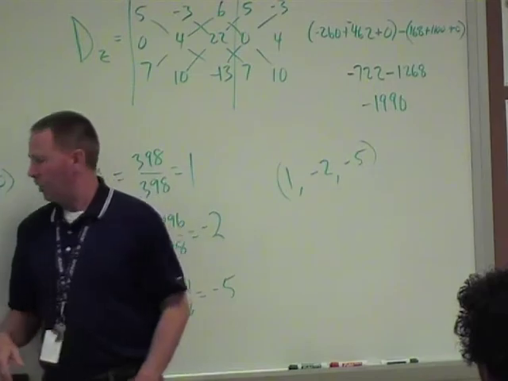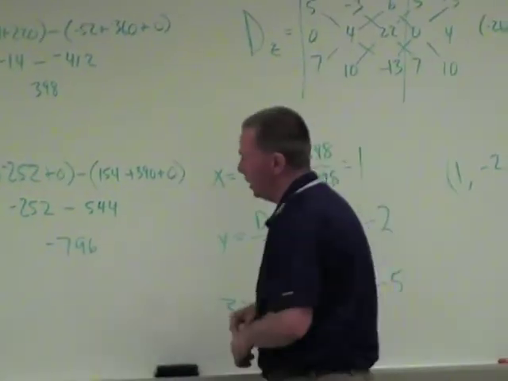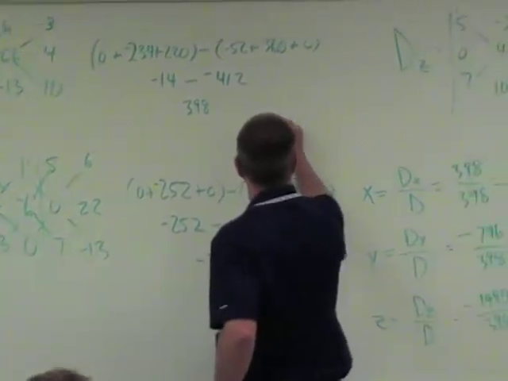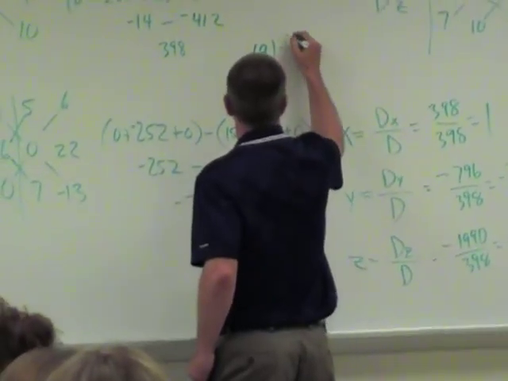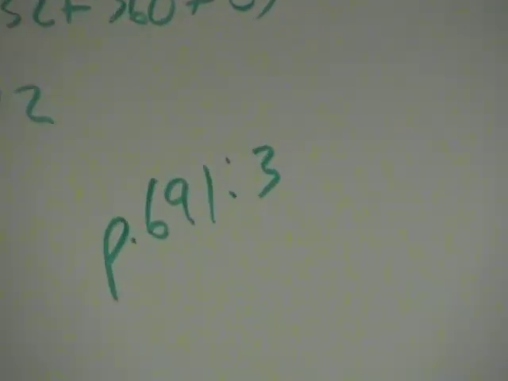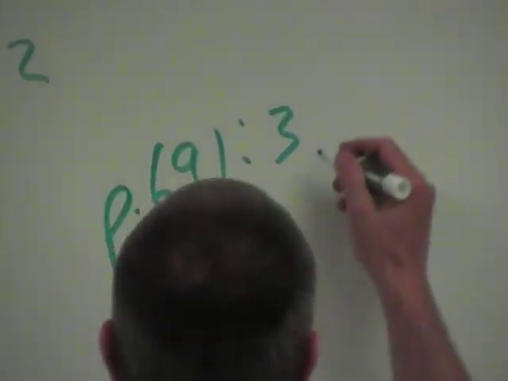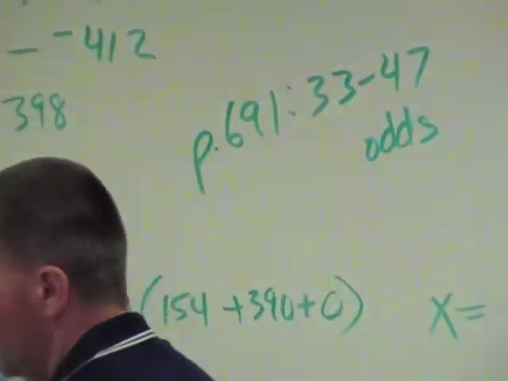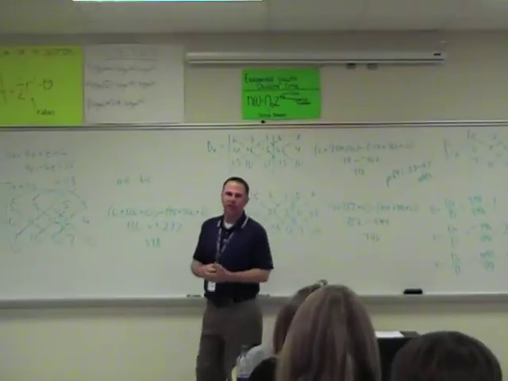Okay, so your homework's on page 691. You're going to do 33 to 47 odds. All right, so you have all those answers. Make sure you can do them. All right.